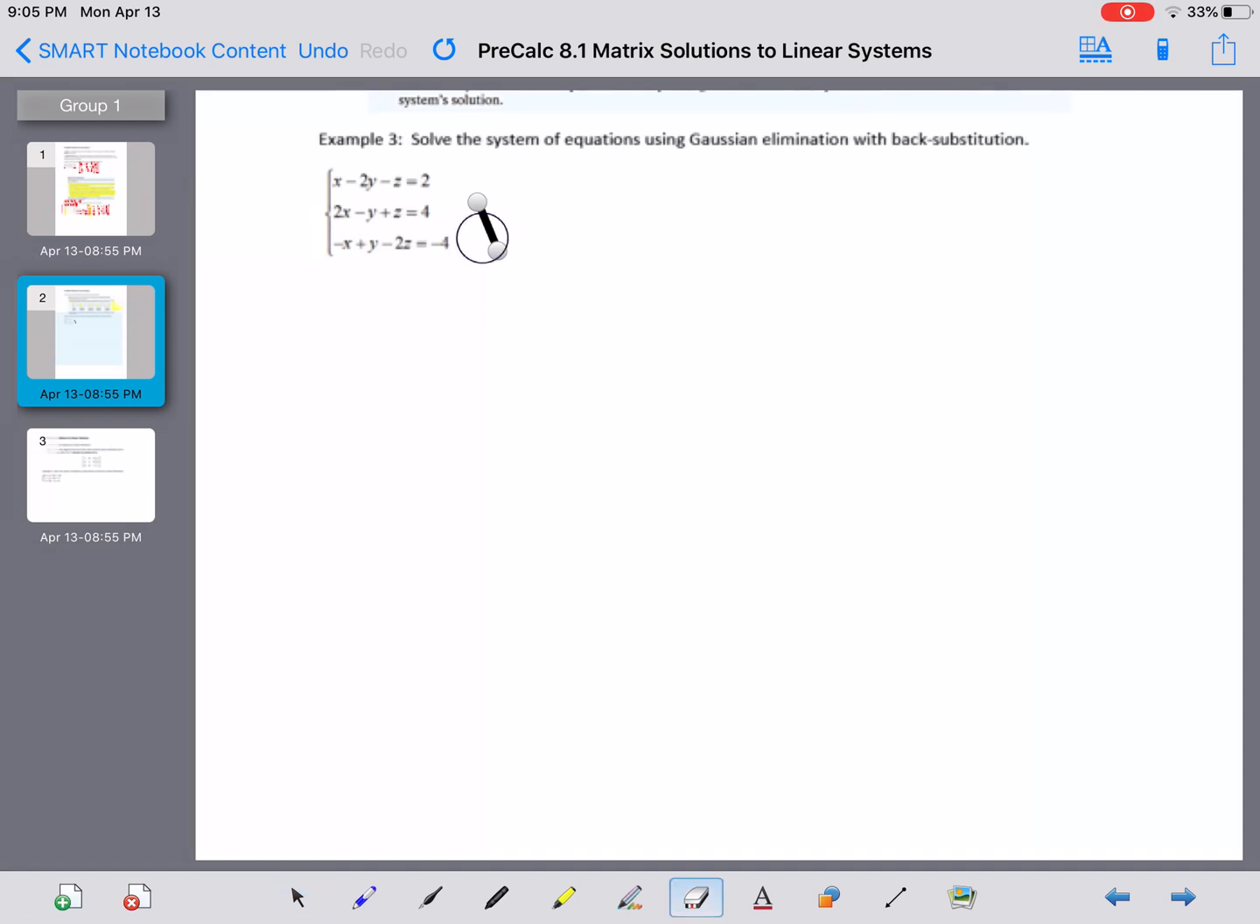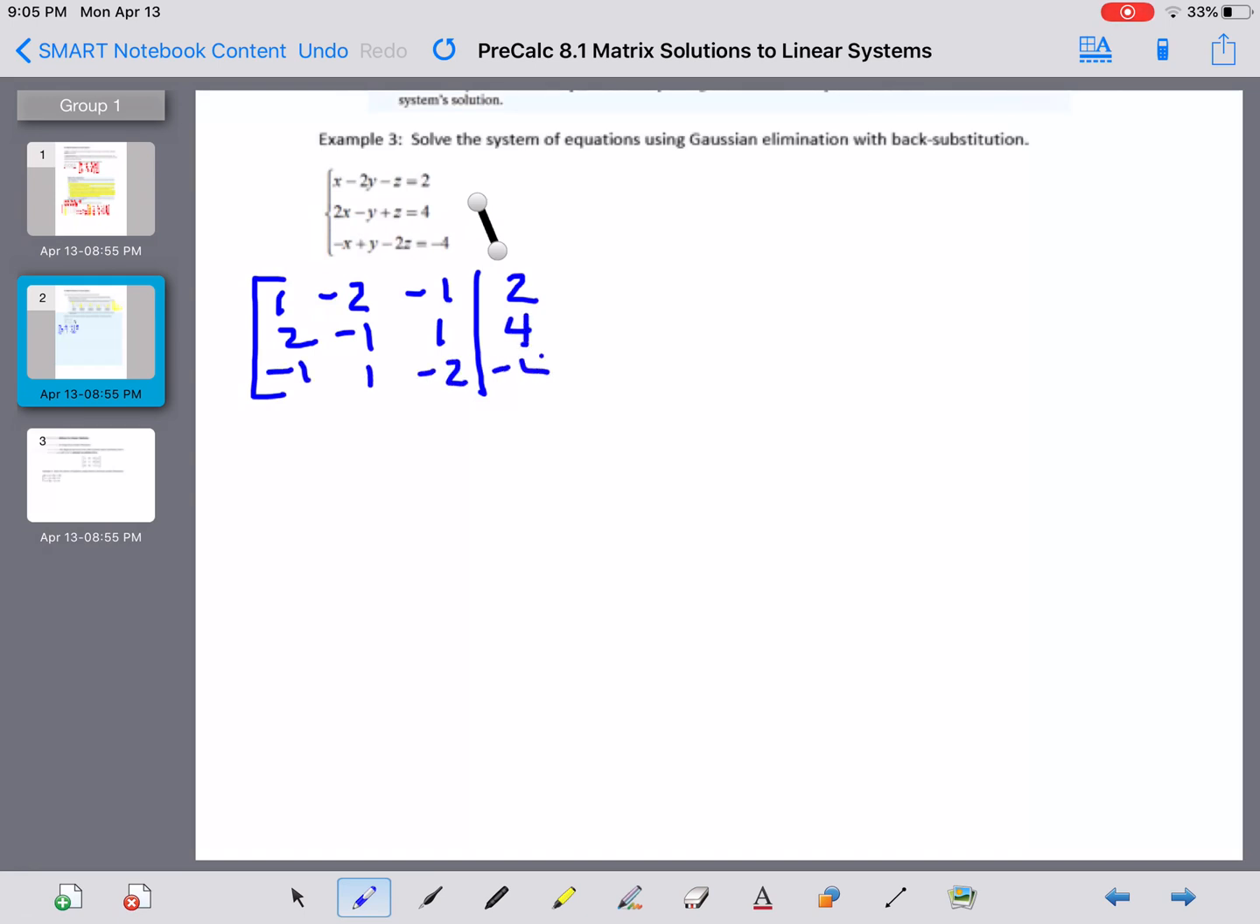Okay, let me start here. Going down, I have 1, -2, -1, and behind my vertical line is a 2. I have 2, -1, 1, and 4. I have -1, 1, -2, and -4.